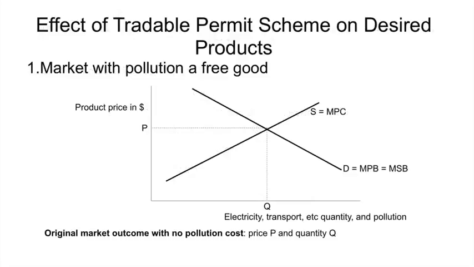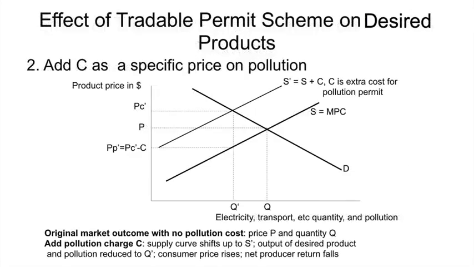So how do we think about individual products? Here, rather than the quantity of pollution, we've got desired things like electricity and transport. And also, we've got the nasty thing, pollution. As we go along here, we get more and more electricity and transport, but we get more and more pollution. And on the vertical axis, we have the price per unit of product.